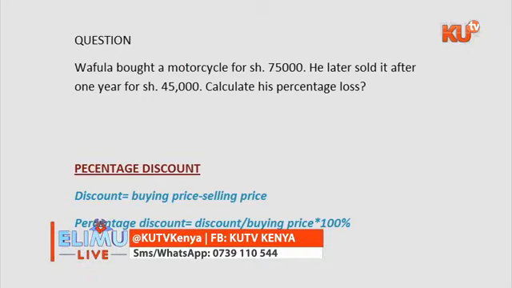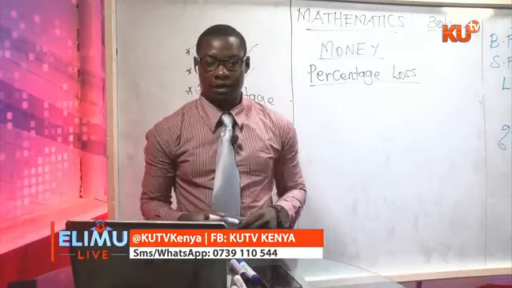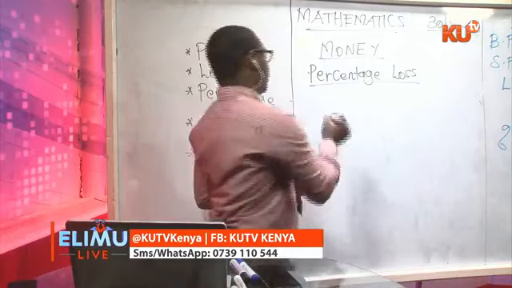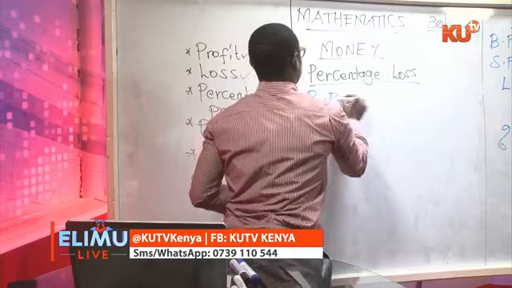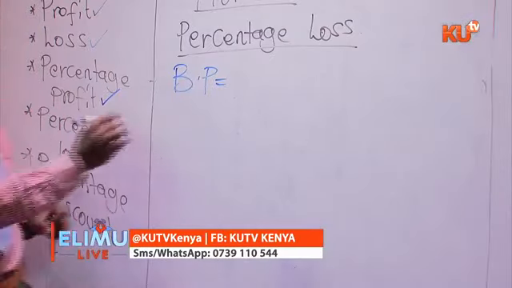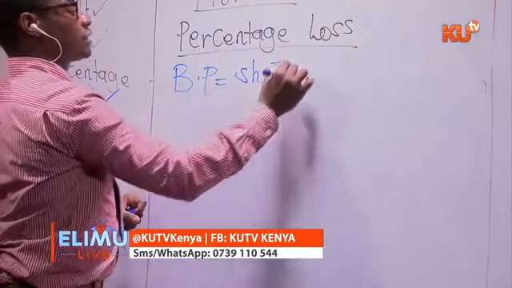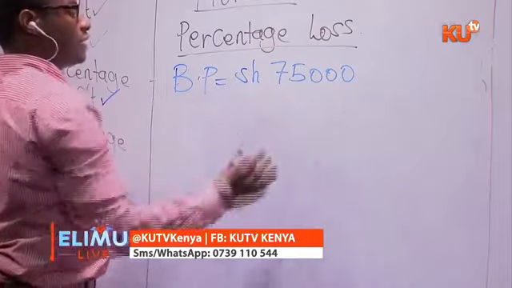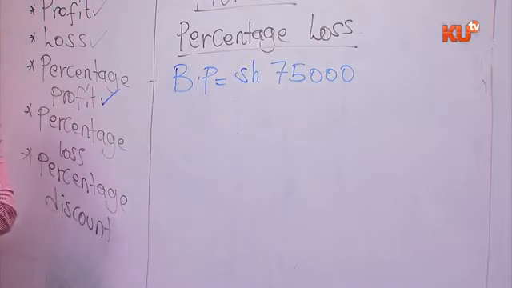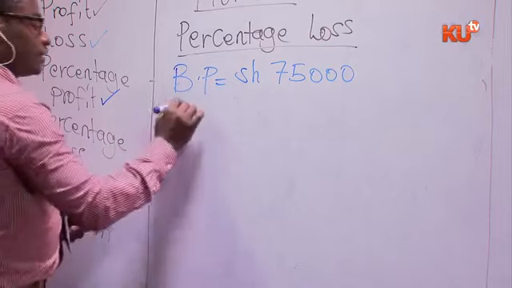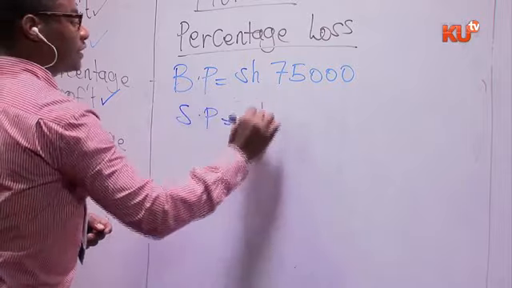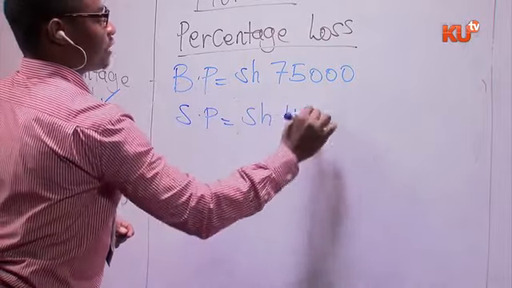So Wafula bought a motorcycle. Therefore, that is the buying price. So buying price in this question is 75,000 shillings. He later sold it after 1 year. So after a duration of 1 year, he sold it at 45,000. So selling price is 45,000 shillings.